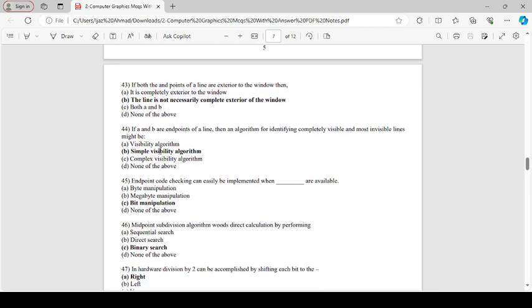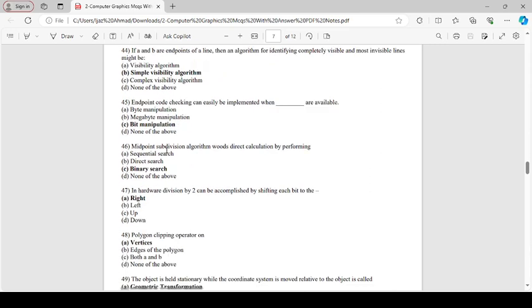If A and B are endpoints of a line, then an algorithm for identifying completely visible and trivially invisible lines might be a simple visibility algorithm. Endpoint code checking can easily be implemented when bit manipulations are available.